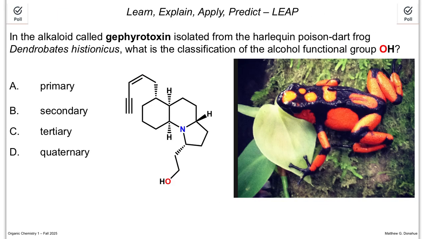So looking at the alcohol group in gifratoxin, how would you classify this alcohol? So this one's primary. So we're standing on that carbon. We can see that it's only attached to one other carbon, so it's primary.